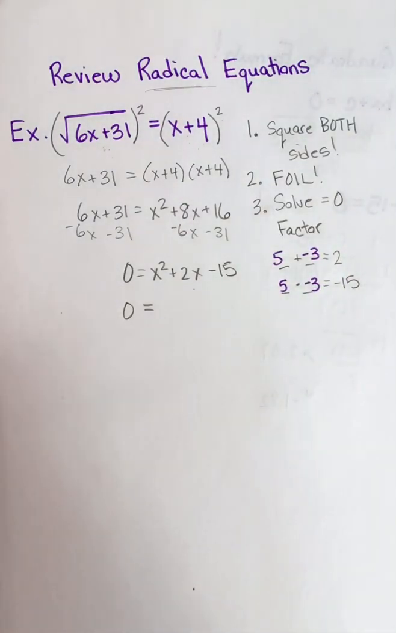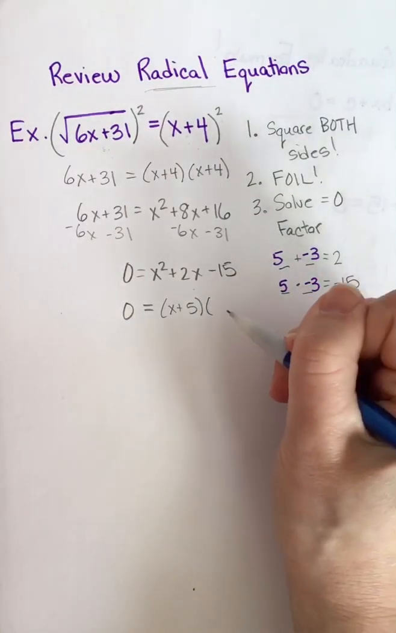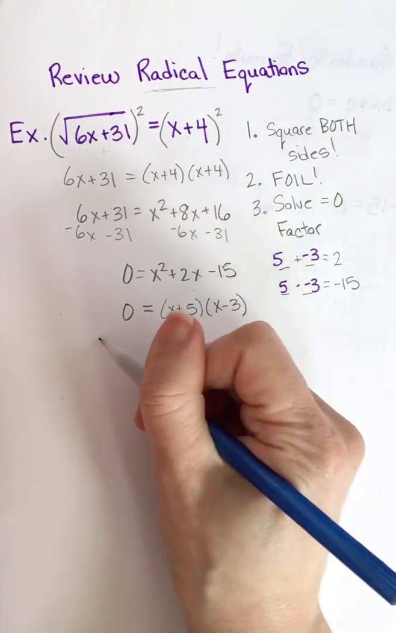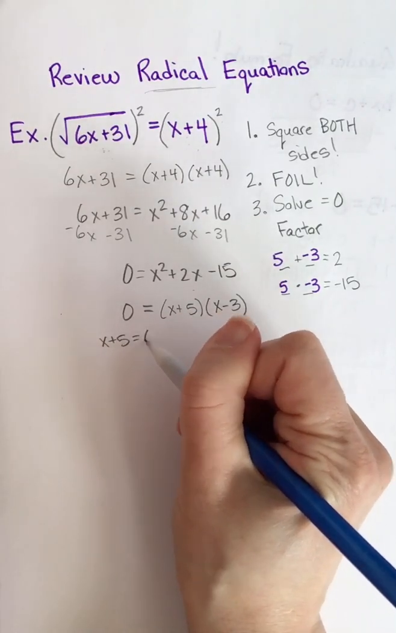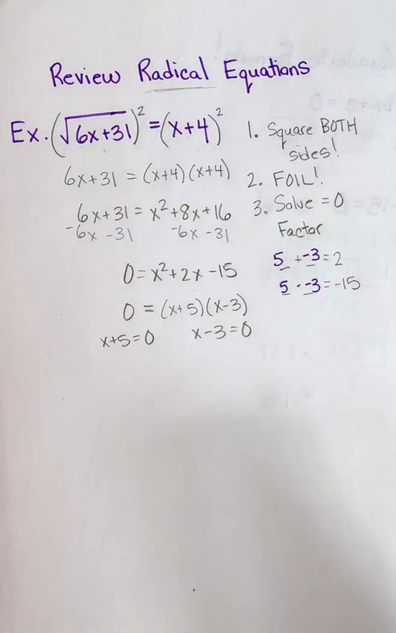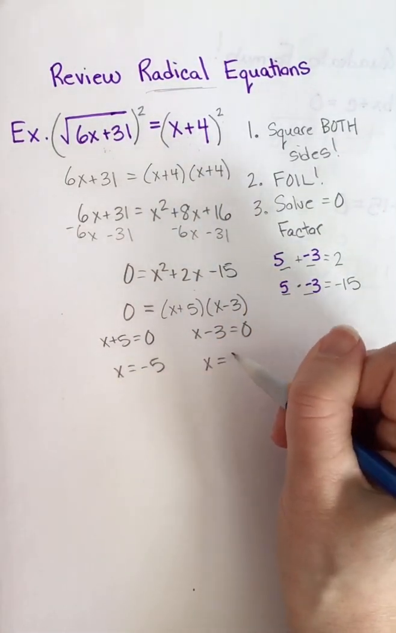So those are my two factors, x plus 5, x minus 3. From here, we're going to use our zero product property. Maybe x plus 5 is my troublemaker, or maybe x minus 3 is my troublemaker. Hard to tell. And I get a negative 5, and I get a positive 3.